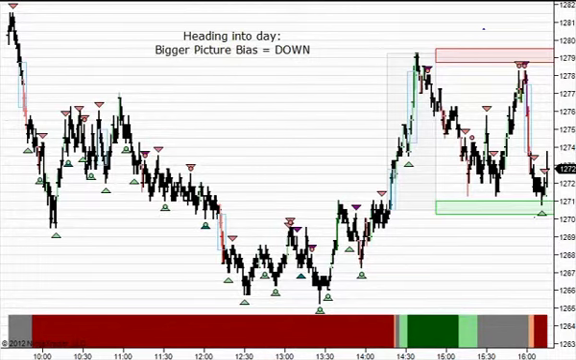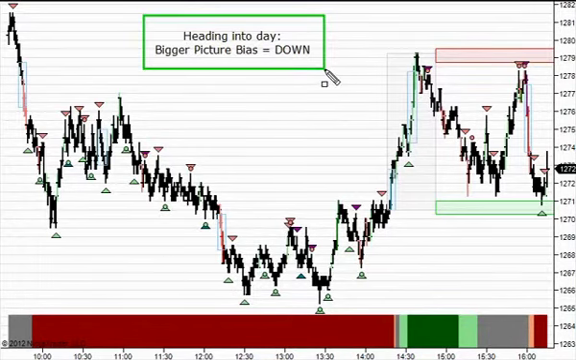So again, with context, we obviously sold off pretty hard Friday and into today on that employment news, and our bigger picture bias was down. So all things equal, we would rather be on the short side.